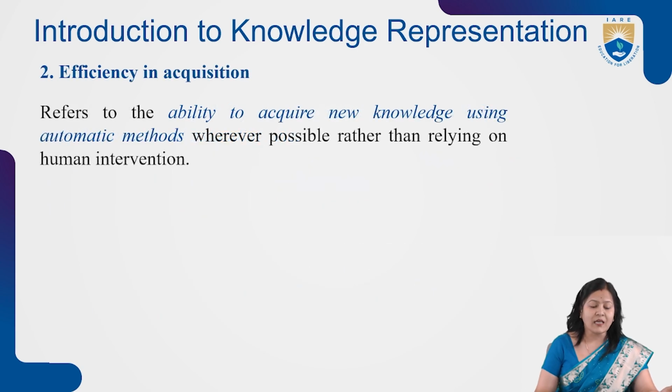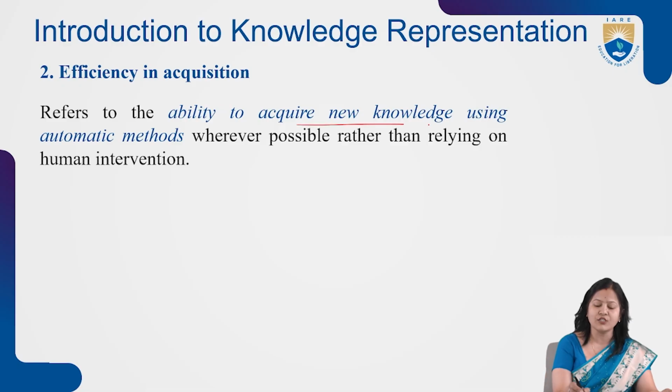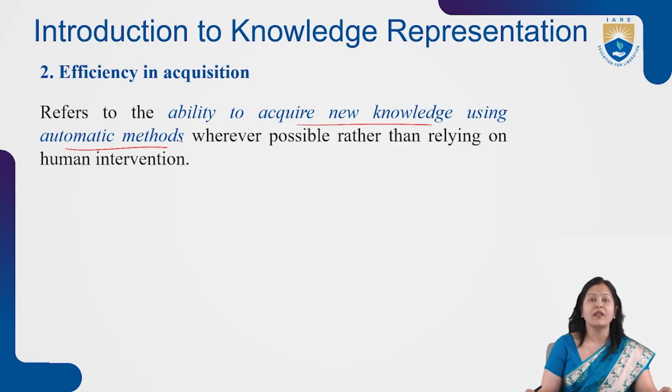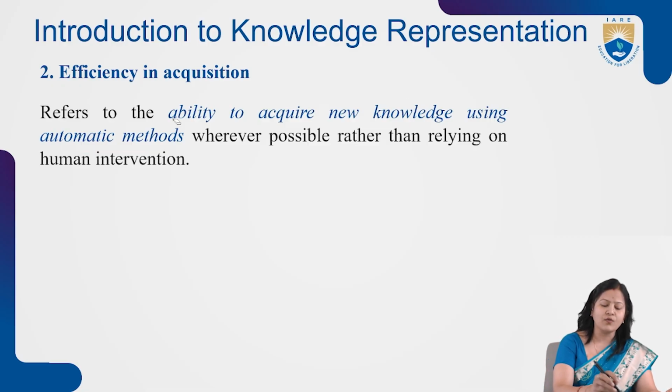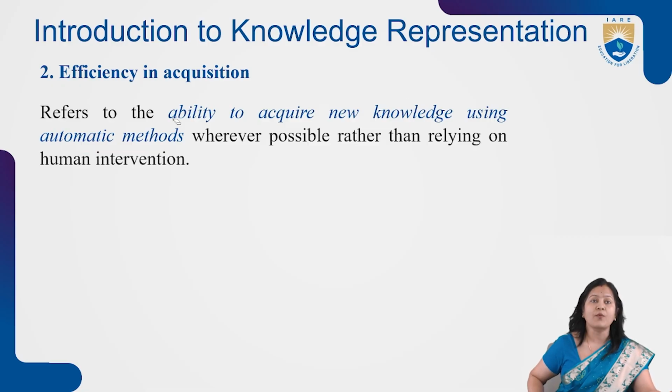The second property is efficiency in acquisition. It is the capability of acquiring new knowledge using automatic methods. It refers to the ability to acquire new knowledge using automatic methods whenever possible, rather than relying on human intervention. So automatic acquiring of new knowledge is one of the important properties of every knowledge based system.